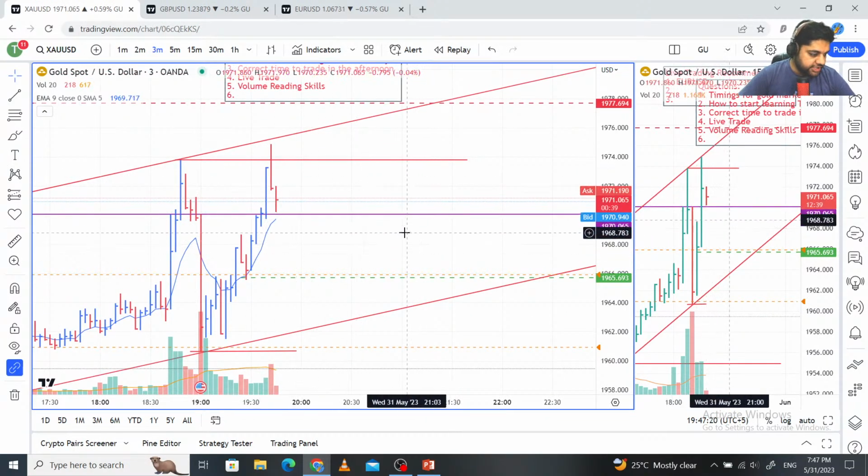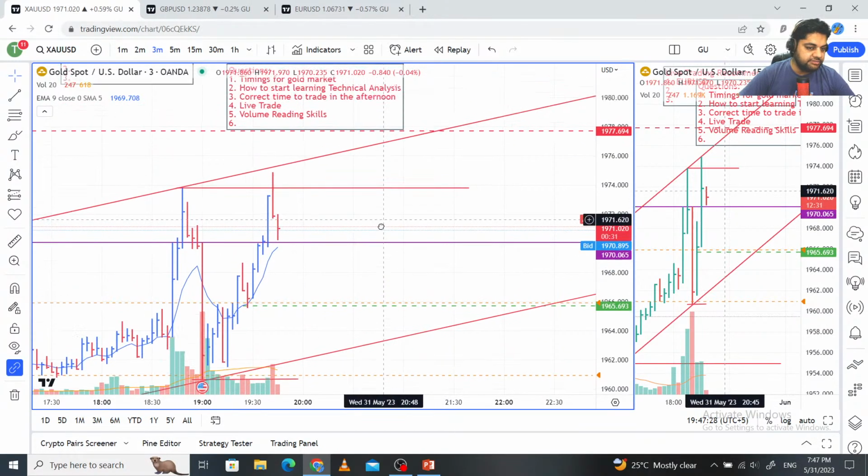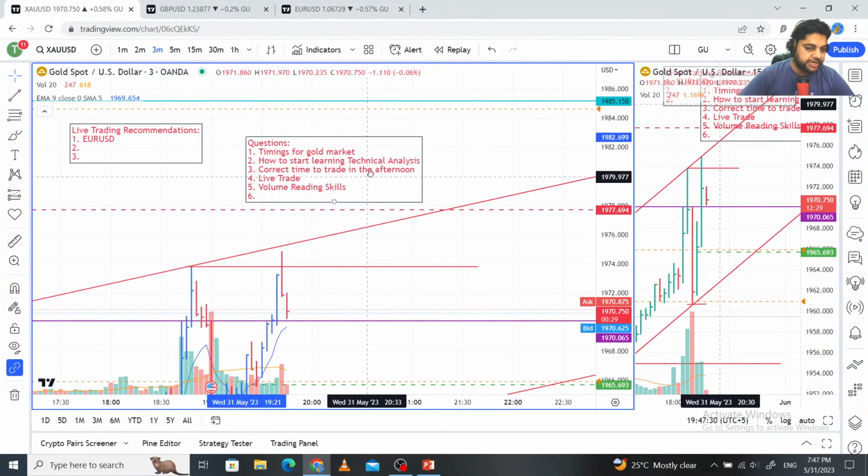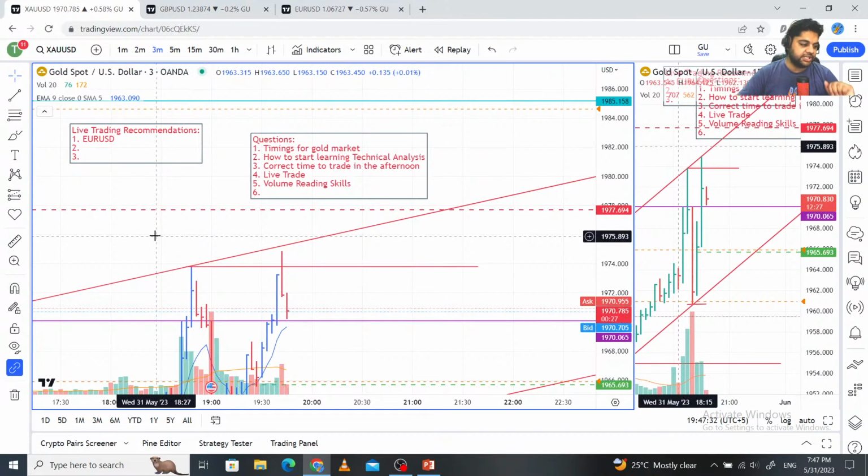Transplant G is saying, in MetaTrader the price difference of buyer and seller is more. Yes, Transplant G, we have some difference because of the spreads in the market. That is a natural phenomenon in the market. You will see this in every platform.